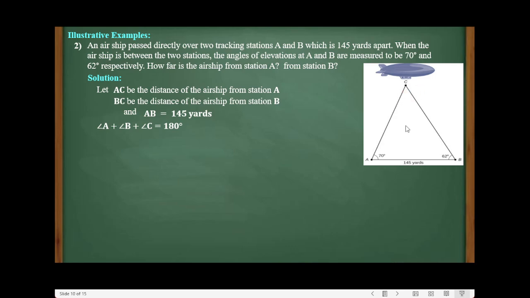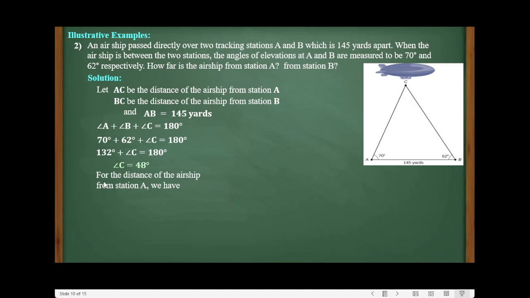And by doing so, we just apply the angle sum theorem. We know that in any triangle, the sum of the measures of all the interior angles is always 180 degrees. So let us plug in the two given angles into this formula. So this equation becomes 70 plus 62 plus C, angle C, is equal to 180. Now, solving this resulting equation for angle C, therefore, your angle C is 48 degrees. So, it means the opening from this angle is 48 degrees.